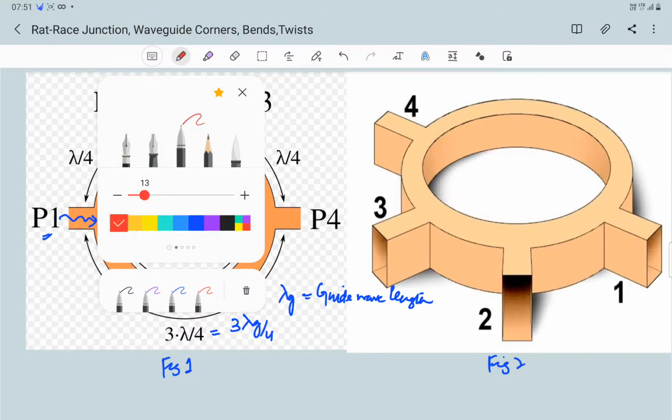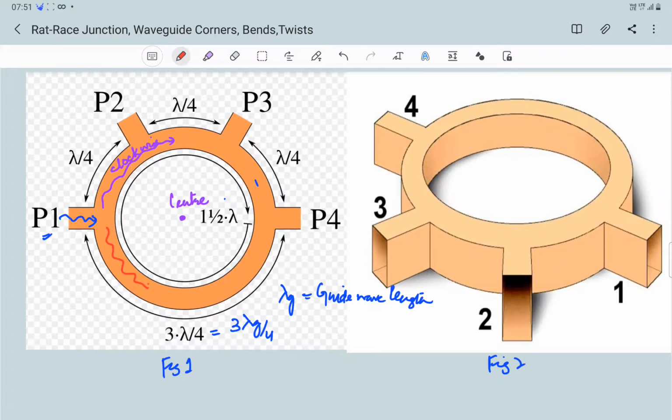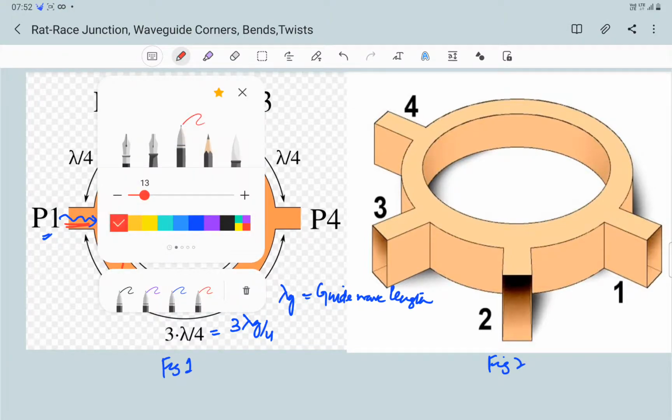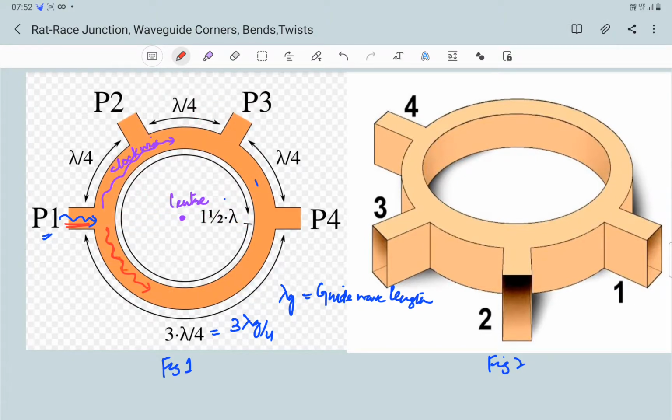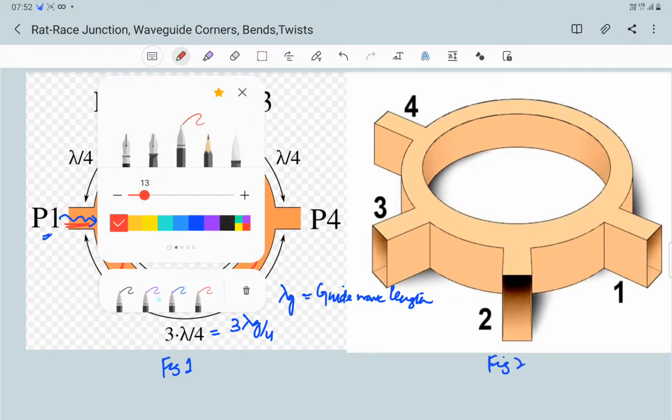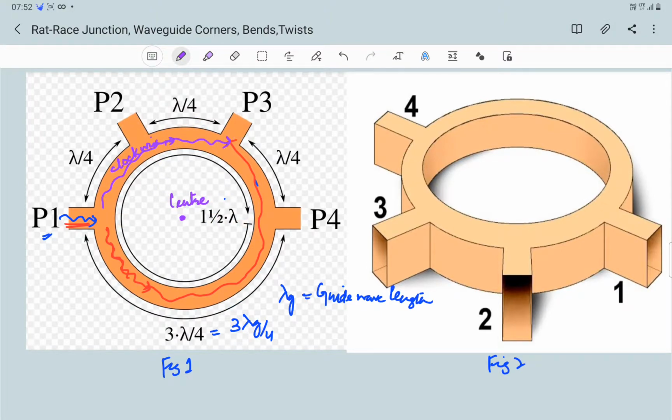Another part of this wave will flow in counterclockwise direction. So this wave, which is being fed at port 1, gets split into two waves, one flowing in clockwise direction and the other flowing in anti-clockwise direction, as is shown in red color. Let's see what happens at port 3. These two waves reach port 3, one from the counterclockwise direction and the other from the clockwise direction. We need to find the phase difference between these two waves.